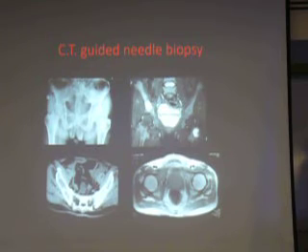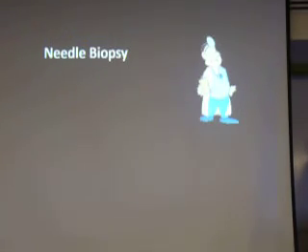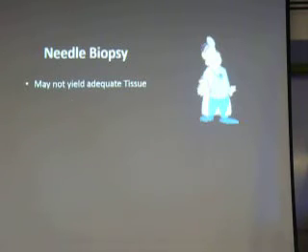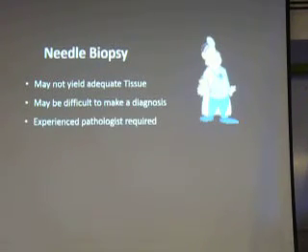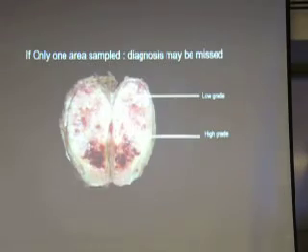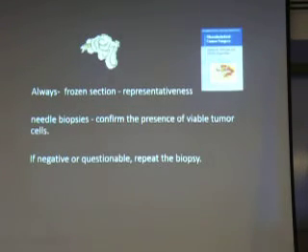Now the needle biopsy can also be done either blind or with the help of a CT scan. It is called a CT guided needle biopsy. You just take help of the CT scan to localize the tumor and do the biopsy. The problems: it may not give you good tissue. You may not be able to make a diagnosis if you don't have an expert pathologist. And you may go wrong in sampling, so there could be sampling errors, and you will not get the right grade of tumor.